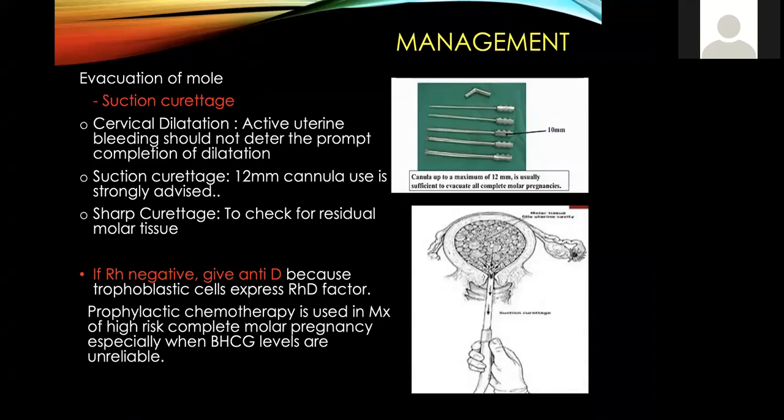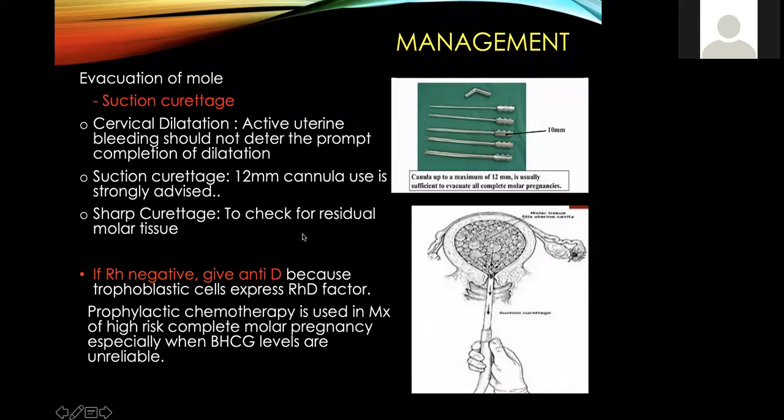Some of them recommend that you admit the patient again and do a repeat curettage after 7 days. But it depends. If it is an Rh negative patient, you need to give anti-D because the trophoblastic cells are expressing RhD factor. And in some of them where it is a complete molar pregnancy, the beta-HCG levels are unreliable or very high, you need to give the patient prophylactic chemotherapy.